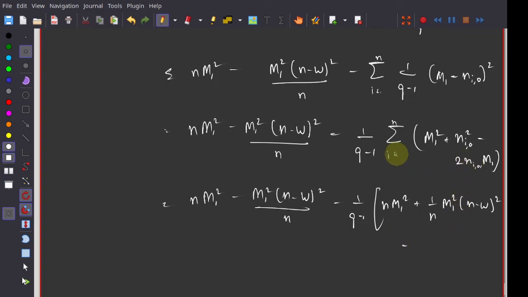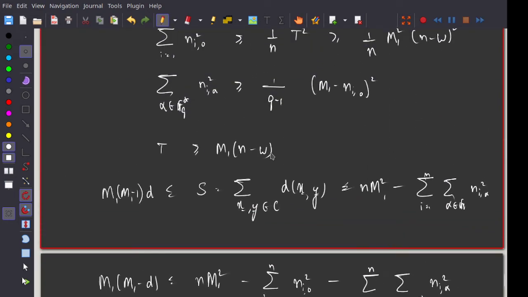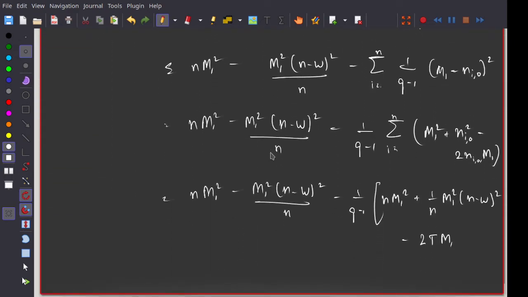Minus, so summation i equal to 1 to n, 2 n_i 0 m1. So summation i equal to 1 to n, n_i 0, that's just t. So this is 2t m1. But now again I have a bound for t as m1 into n. It's a long complicated expression.